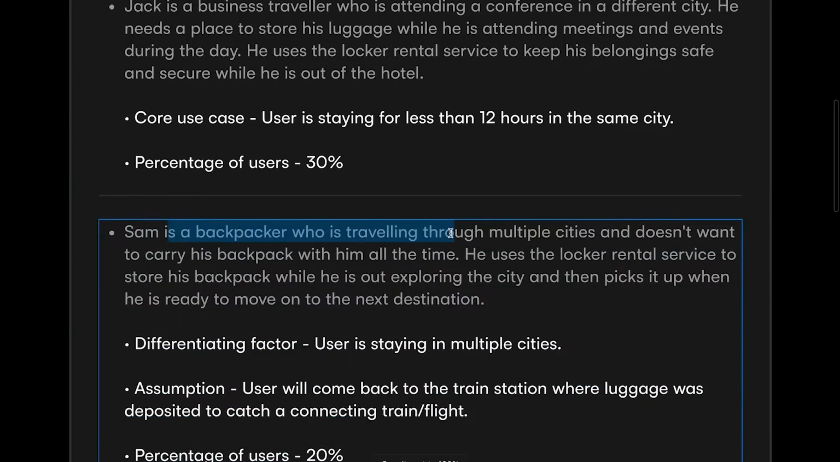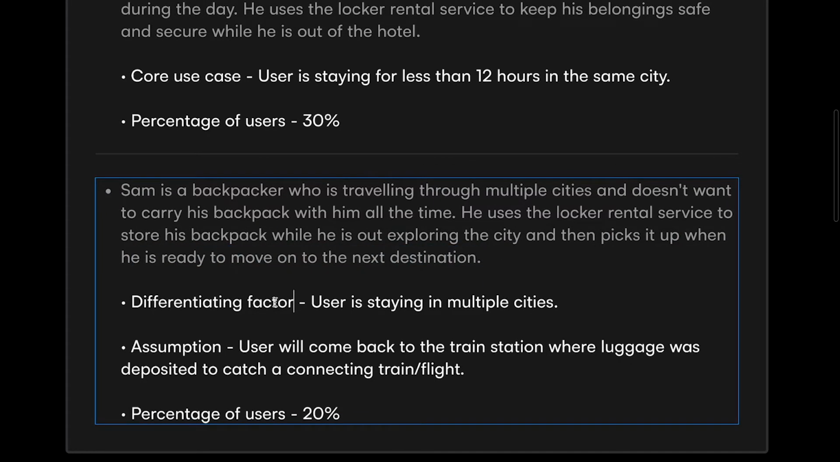Now, coming to another one, right? Sam is a backpacker who's traveling through multiple cities and doesn't want to carry around his backpack. He uses a locker rental service to store his backpack while he's out exploring the city and then picks it up when he's ready to move to the next destination, right? So here, maybe I'm going to say user scenario over here is that the user is traveling through multiple cities and doesn't want to carry his backpack with him all the time. He uses a locker rental service to store his backpack while he's exploring.